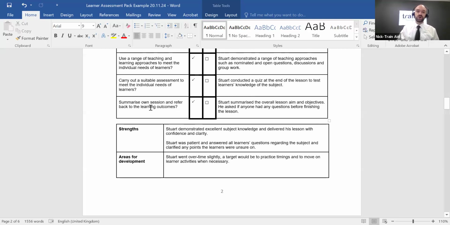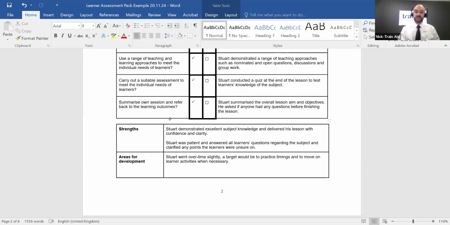The final question on the peer observation form is to summarize own session and refer back to the learning outcomes. So at the end of the 15 minutes, it's very, very important that the learner summarizes the lesson. So to say the aim, the outcomes, what did we cover in today's lesson, and it's really just to ask if anyone has any questions as well. So it's always good to see that the lesson comes full circle.